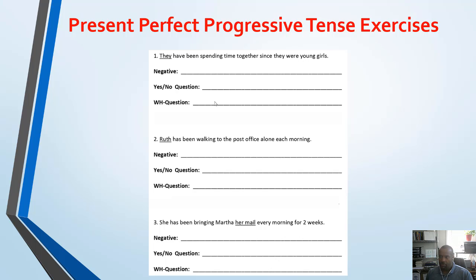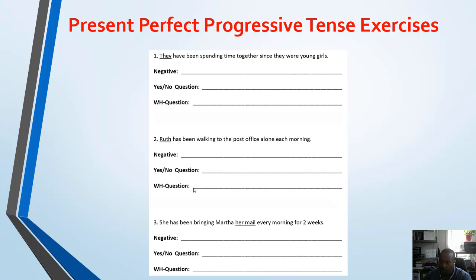Okay, so now it's time to pause the video and let's rewrite these sentences as a negative sentence, yes or no question, and a WH question using the present perfect progressive tense. Alright, so let's pause the video and do that now, and then we'll come back and I'll show you my answers, and hopefully we have something similar.